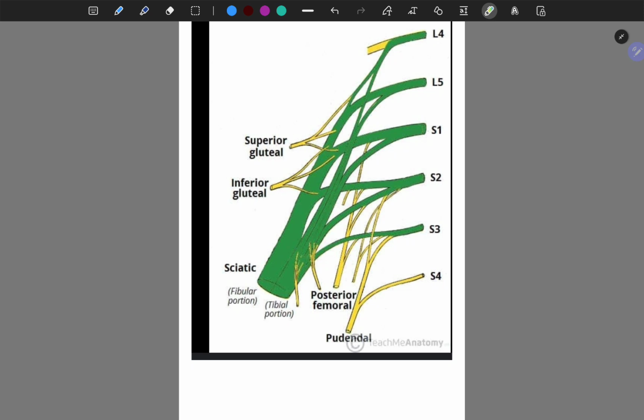So this is the lumbosacral plexus. From L4, L5, S1, S2, S3 it will form the sciatic nerve. It has a fibular portion and a tibial portion. Fibular portion is the common peroneal. Superior gluteal nerve root value L4, L5, S1. Inferior gluteal nerve root value S1, S2. Pudendal nerve root value S2, S3, S4. This pudendal nerve is very important in understanding the physiology of the bladder.